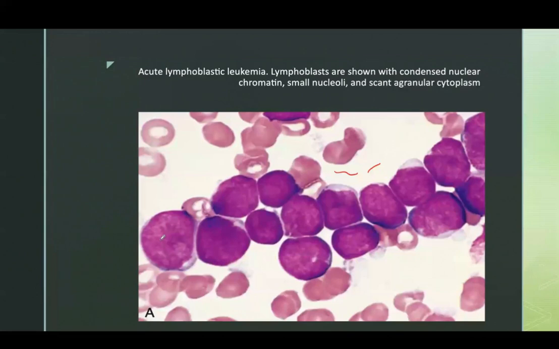Condensed nuclear. Somebody's microphone is on. Please, if you don't mind, moderators, please look into it. It will be very disturbing for me.